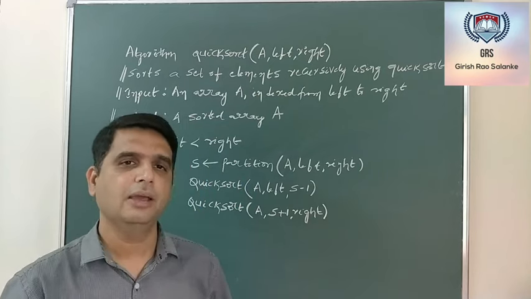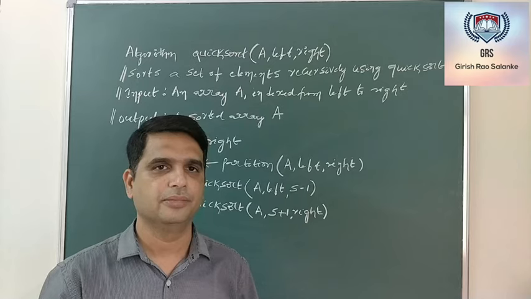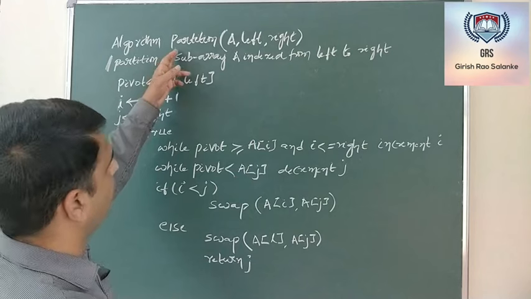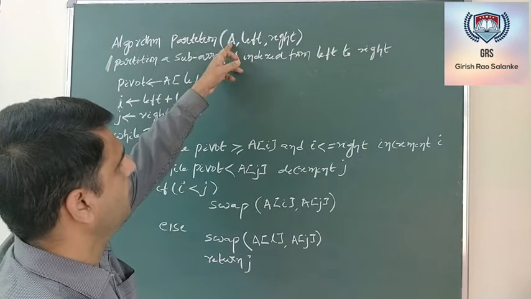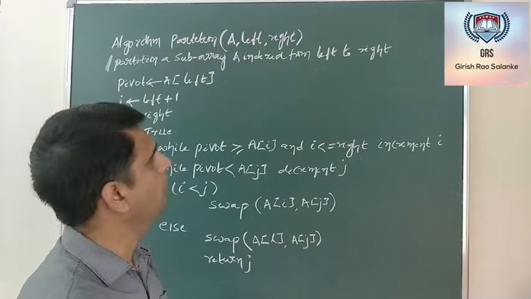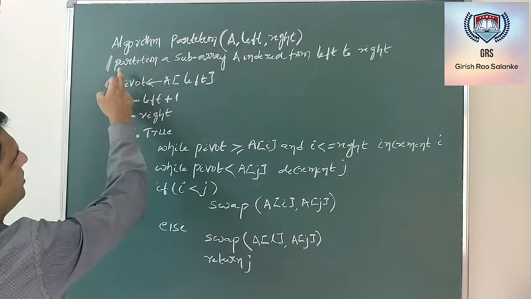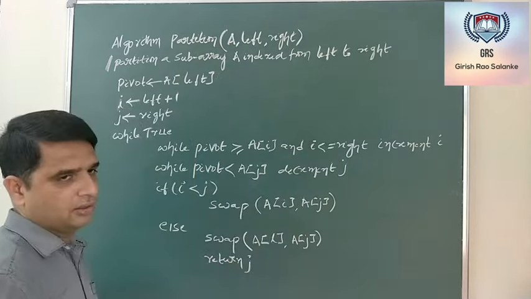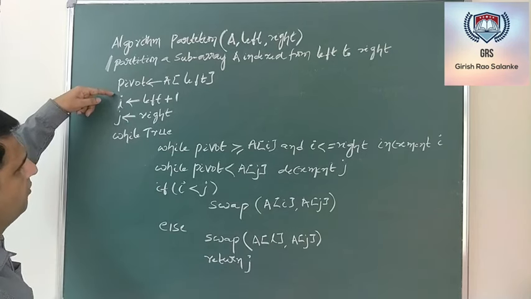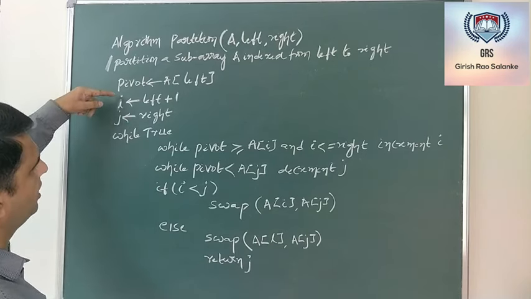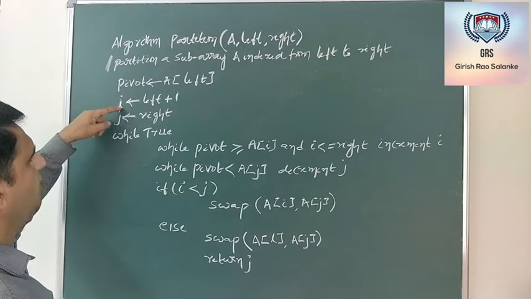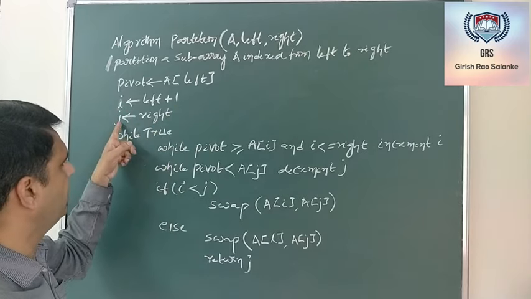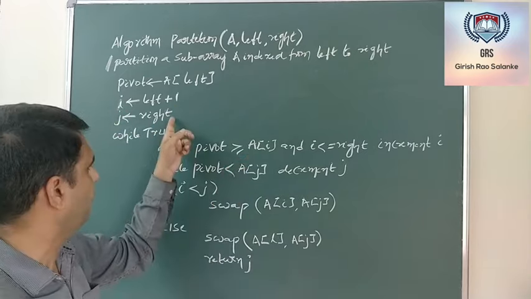Next we will see the partition algorithm. Yeah, this is the partition algorithm, wherein to this algorithm I have the input array A, indexed from left to right. The description says that it partitions a subarray A indexed from left to right. So what is the first step? First step is we initialize the first element as the pivot element. So pivot is A of left, i is the index of the second element, hence i is equal to left plus 1, and j is the index of the last element, which is right.